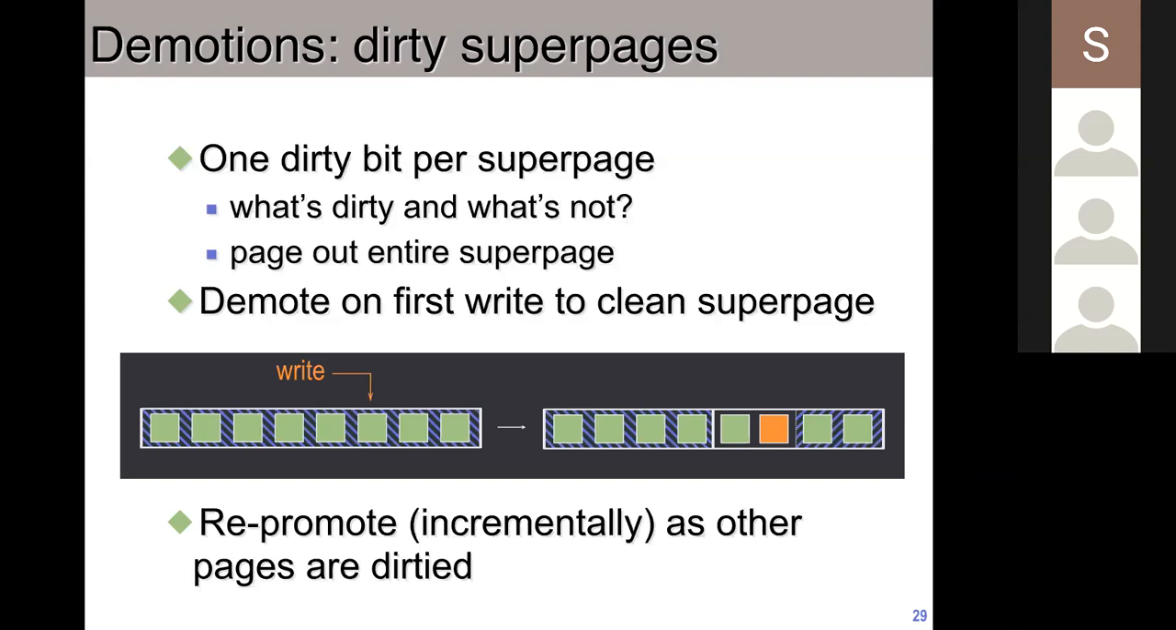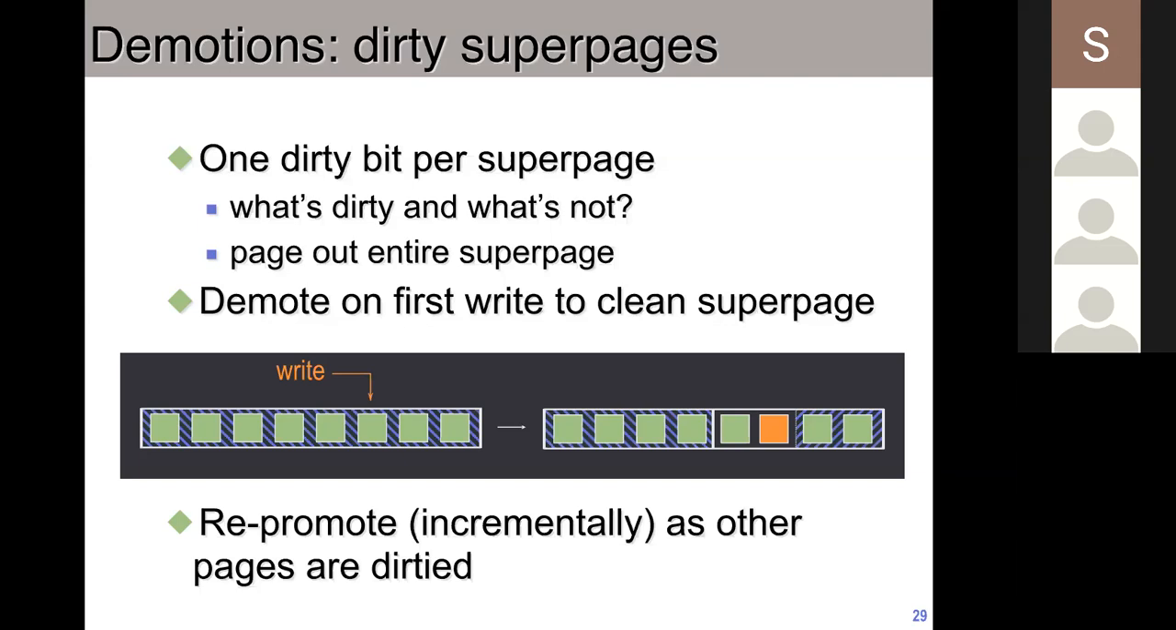And then the CPU won't allow the write operation to go through. It will tell the OS. And then the OS would say, okay, this is a write operation on a super page, so I'm going to demote it around the location of the write operation. And then once I've demoted it, I'm going to allow the write operation to go through. Okay, so restart the write operation.